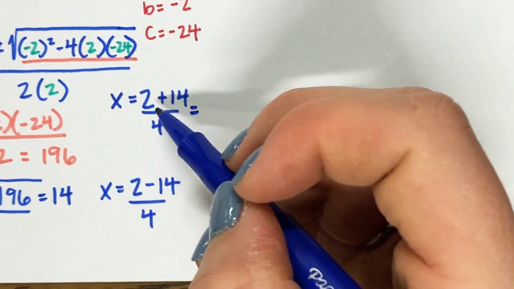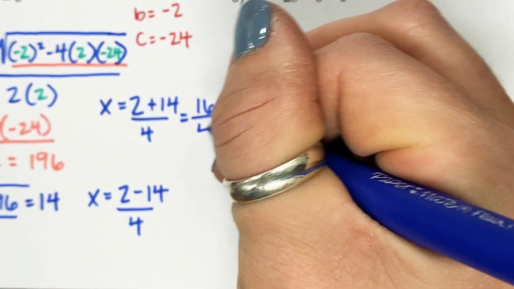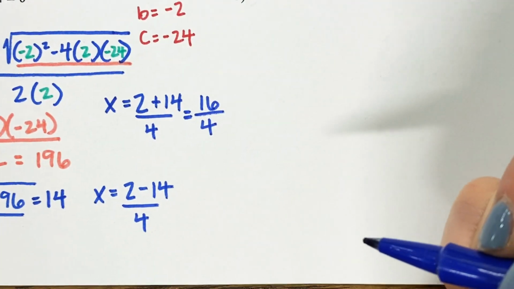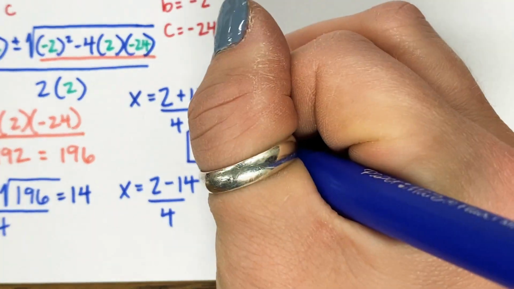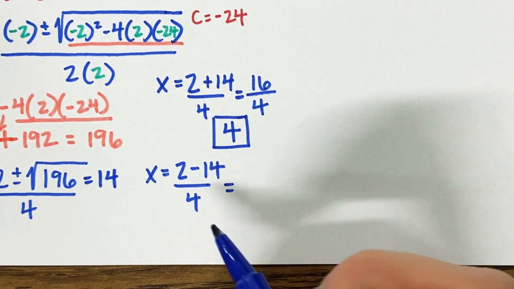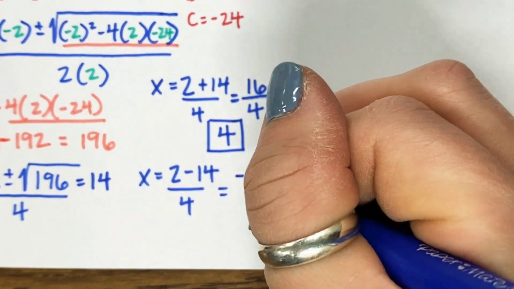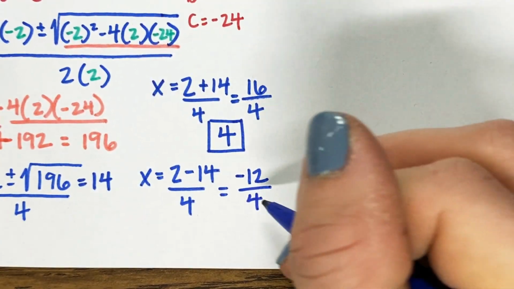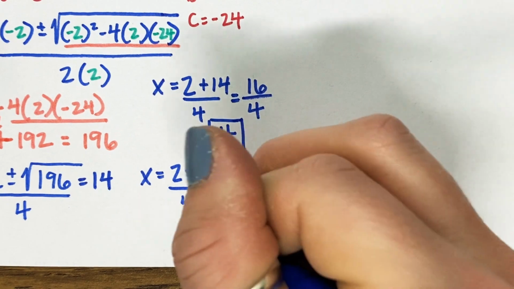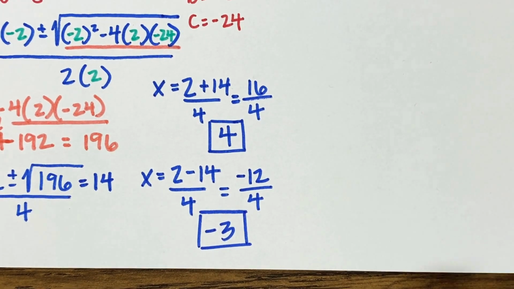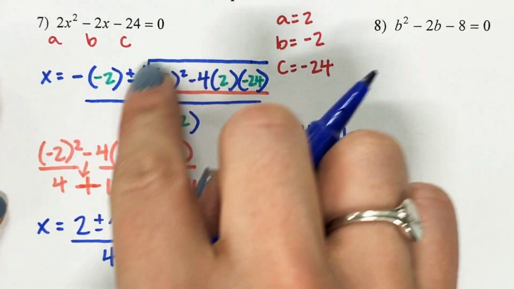So let's figure out our first one. What is 2 plus 14 on top? 16. And what is 16 divided by 4? It's going to give me 4. So our first answer is just positive 4. Let's figure out our second answer. What's 2 minus 14 on top? Negative 12 over 4. What's negative 12 divided by 4? Our second answer is negative 3. And you did it. You solved for the quadratic using the entire quadratic formula.